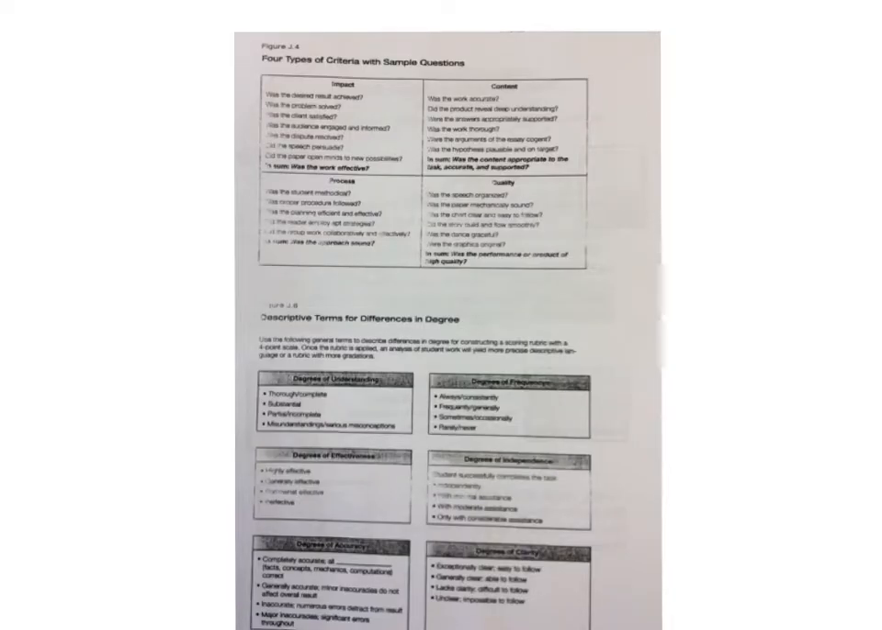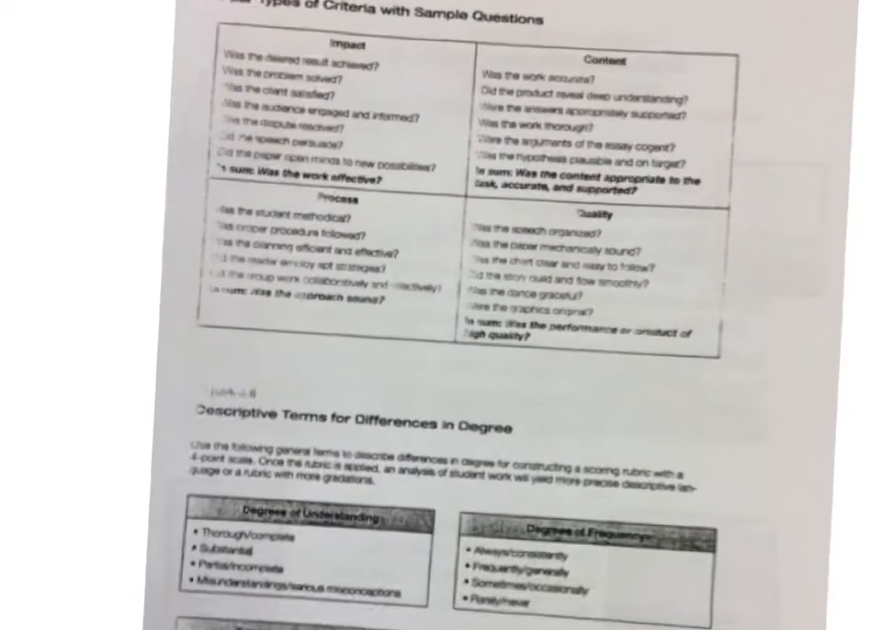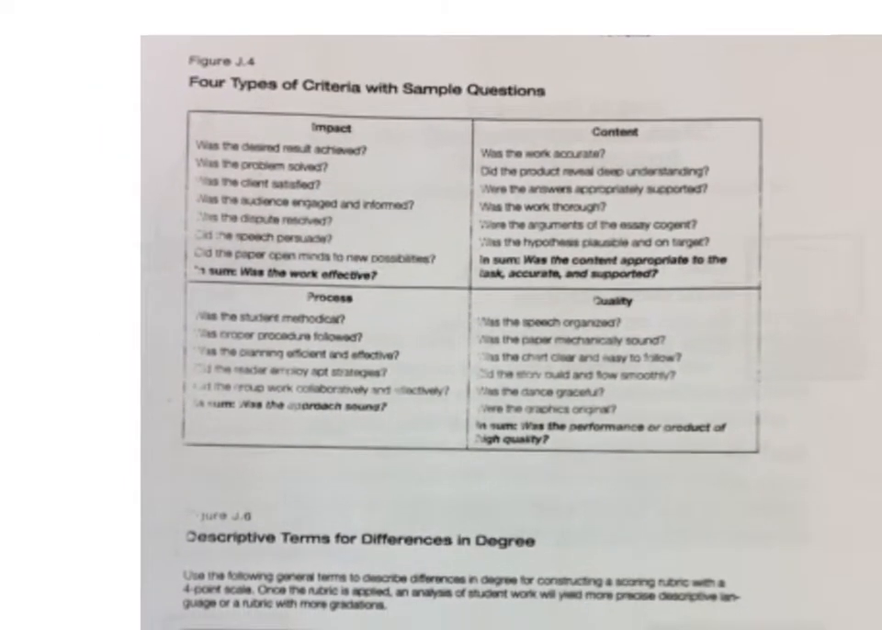I'm now ready to start writing the rubric. So what I'll want to do is, keeping out the document that I've just worked on, I'll also pull out this document here. Now, figure J4, we've not really spent a lot of time with. We talked about it in the professional development on February 18th. This figure J4, 4 types of criteria with sample questions, is something that will be helpful for you if you start to feel stuck. Sorry, it's not very clear on the screen right now.